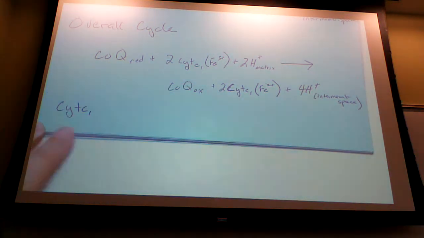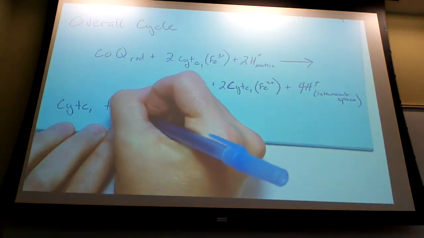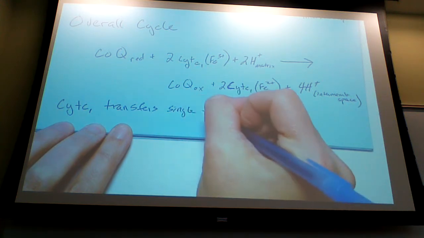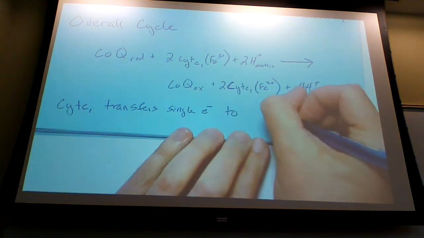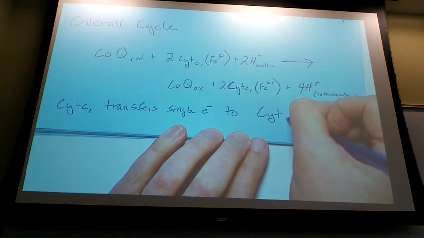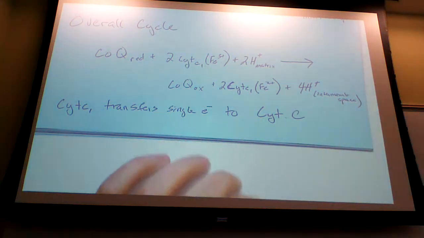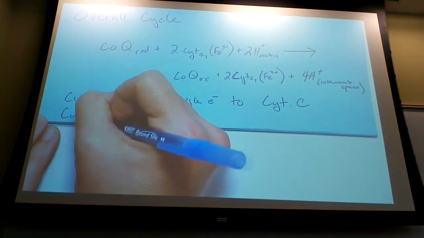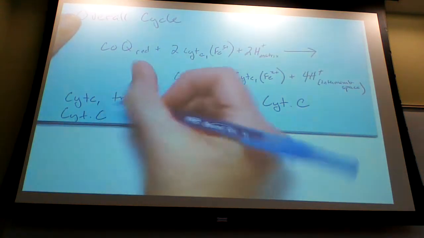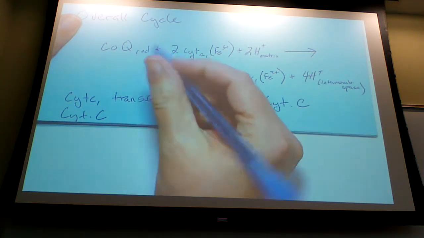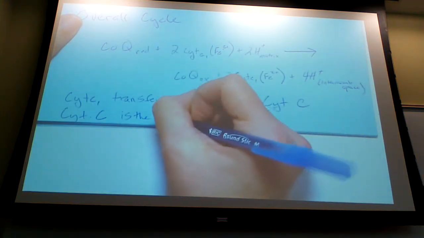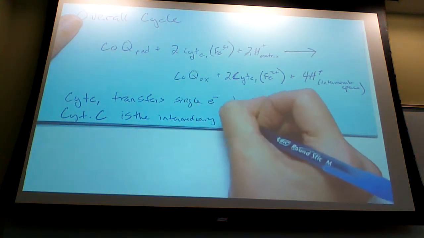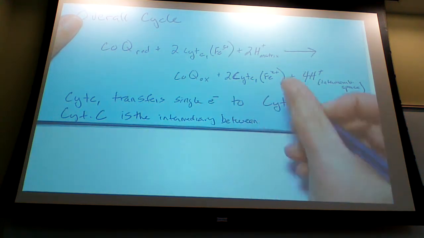Cytochrome C1 transfers single electrons to the regular cytochrome C. And then cytochrome C is the intermediary between complex 3 and 4.